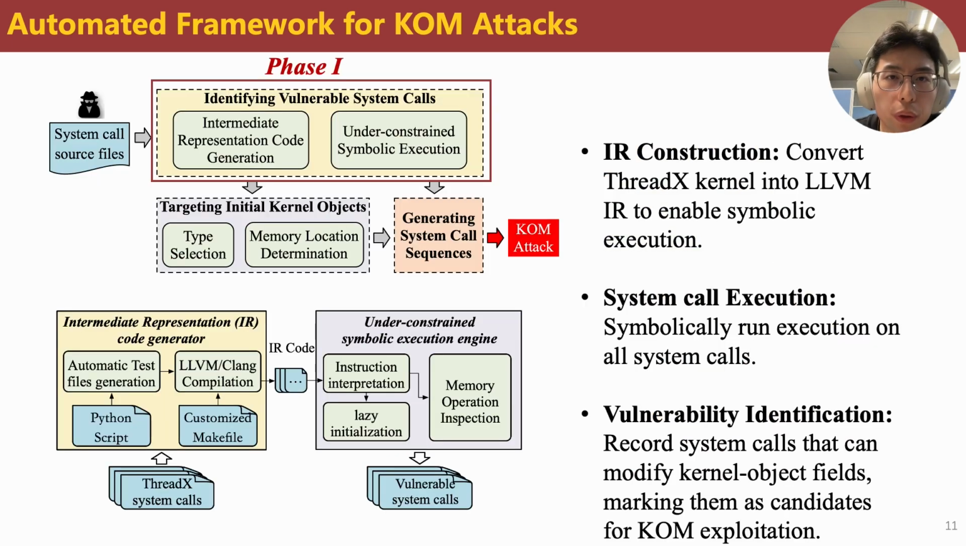In phase 1, we use a symbolic execution approach to filter out vulnerable system calls. We first convert the ThreadX source code to LLVM IR to enable symbolic execution. Then, by symbolically executing each system call, we inspect the memory operations, and we can identify all modifiable and condition fields within the kernel object based on the memory write operations. These fields are crucial for generating system call sequences for our attack.